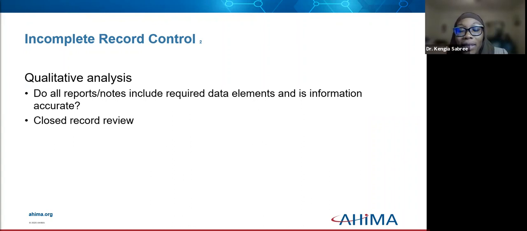So when a qualitative analysis is done while the patient is in the facility or under active treatment, it's called an open record review, an ongoing record review, or a continuous record review. Qualitative review is also performed on closed records, which are the records of discharged patients, right? Closed record review means that the qualitative review is done retrospectively at the end of treatment.